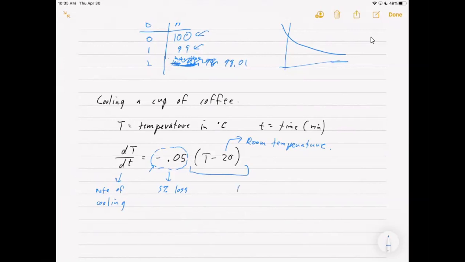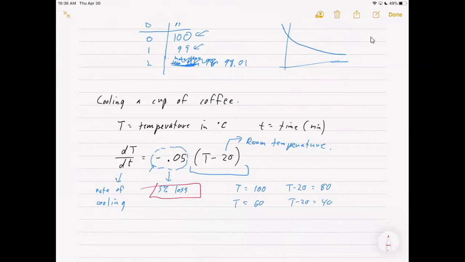So initially, if you started with T equaling 100, if you had boiling water, or boiling coffee, then T minus 20 would be 80. So what's decaying is the 80-degree temperature difference. Later on, when the temperature has dropped to, let's say, 60, then T minus 20 is only 40. So we have half the temperature difference. So the coffee cools at half the rate when there's half the temperature difference. We're losing 5% of the temperature difference between the current temperature and room temperature each minute. So that's what this model is saying.